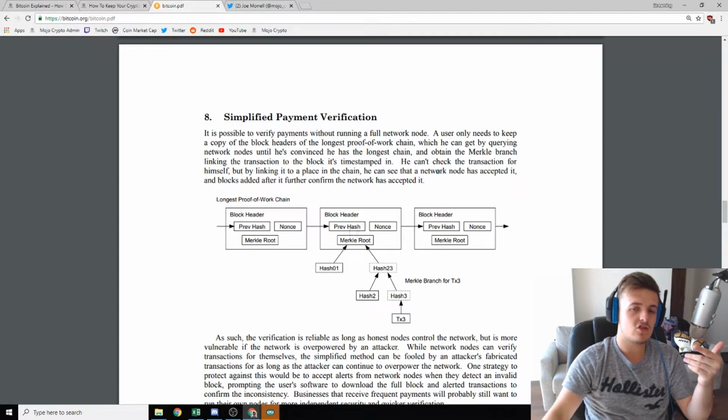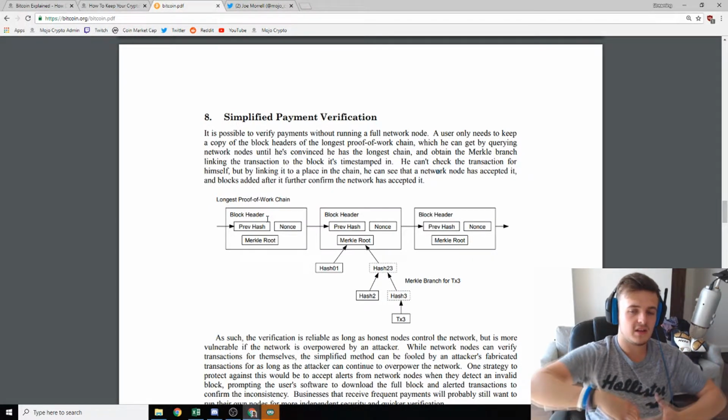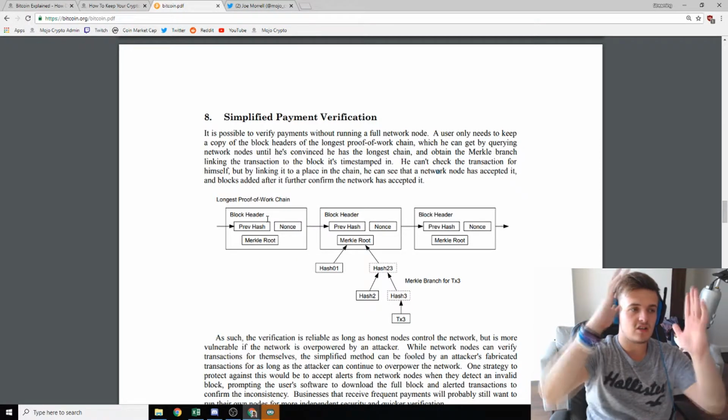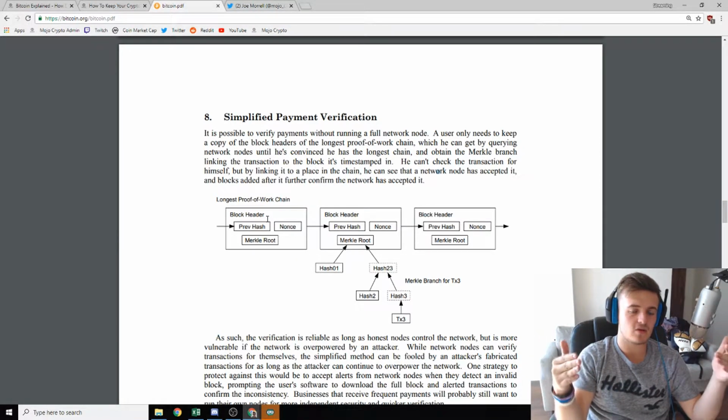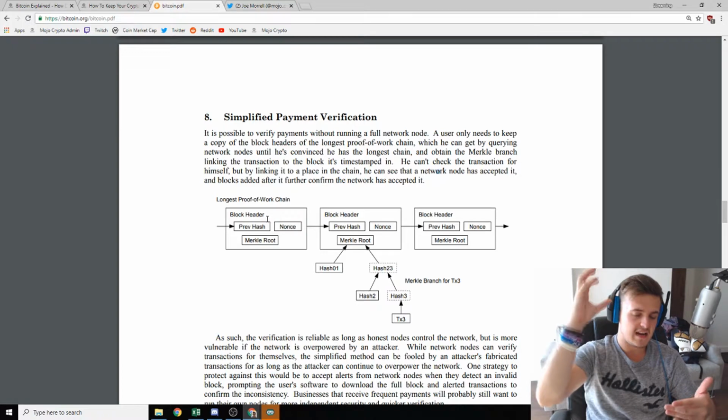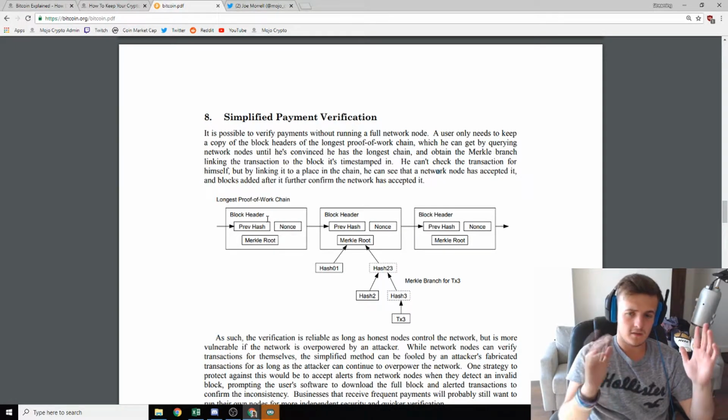Basically, you can just download, so all the longest chain basically means is the most honest one. The longest chain is the honest one. That's where the most amount of processing power is. So that's the legit one.